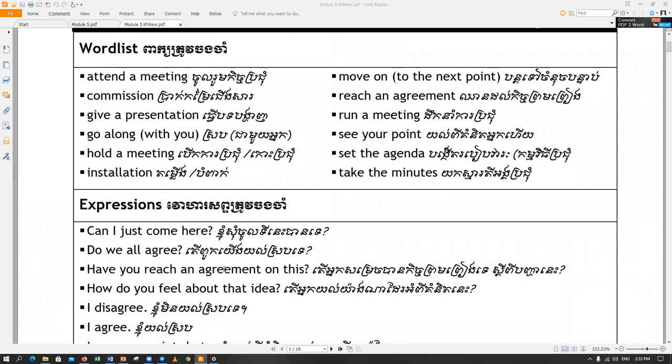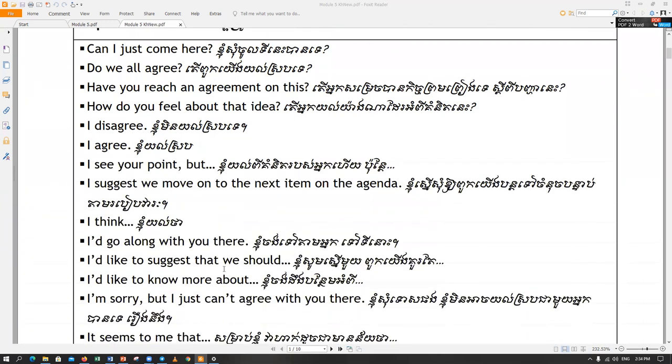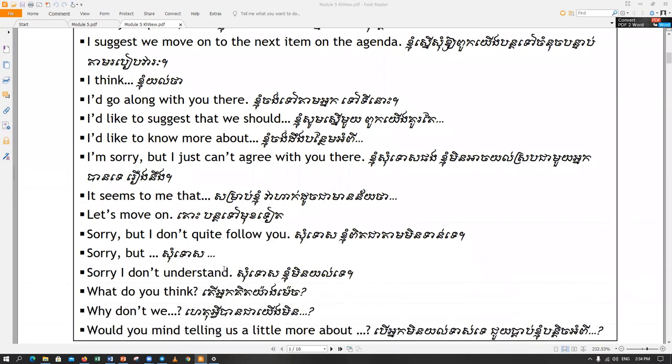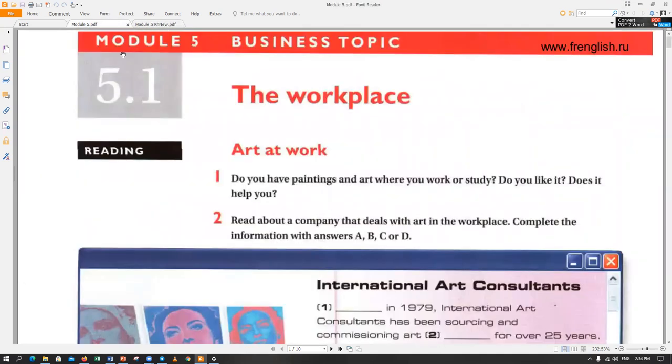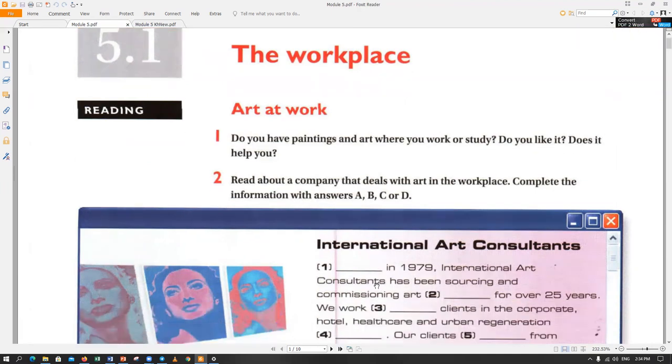Okay, everyone, complete and learn to read by yourself. Now let's go to our lesson. Here, module 5, 5.1, the workplace. And first we start with reading: Art at work. Okay. And now we have exercise 1 and exercise 2.